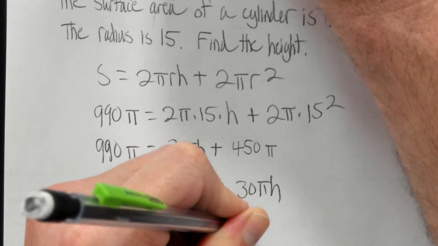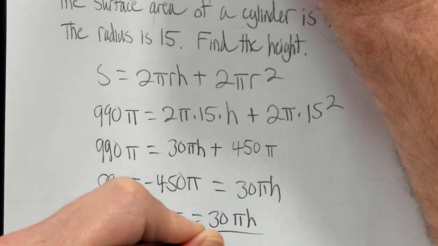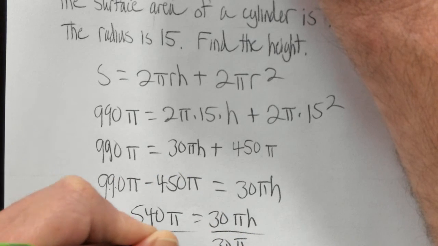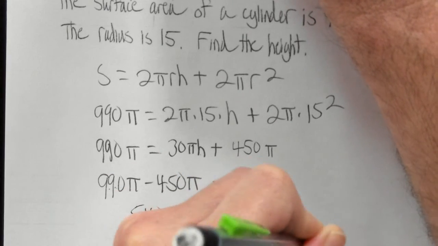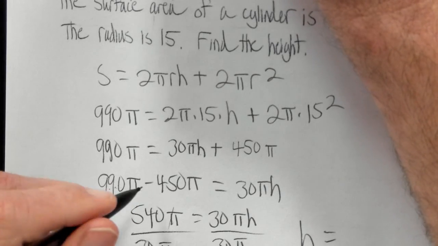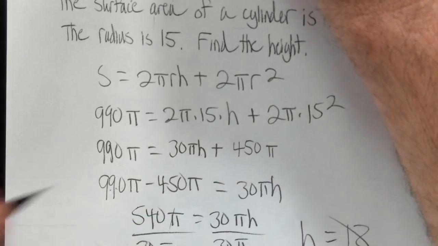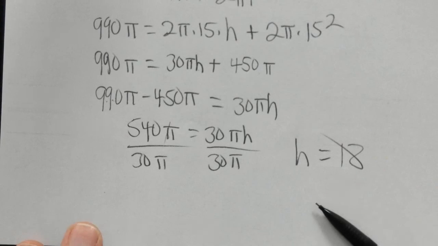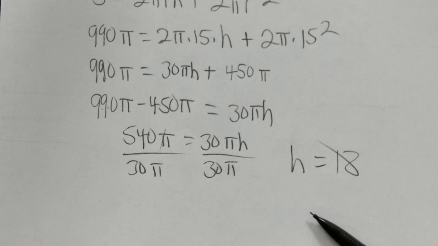And now, for our last step, we can divide both sides by 30 pi. That'll make it cancel here, leave me with h equals. Pi's cancel there. 540 divided by 30 gives me a height of 18. All right. So again, pick the right formula from the problem. It'll tell you what formula to get. Plug the right parts in the right place, and then you solve for the missing piece, and then you'll have it. That's it.